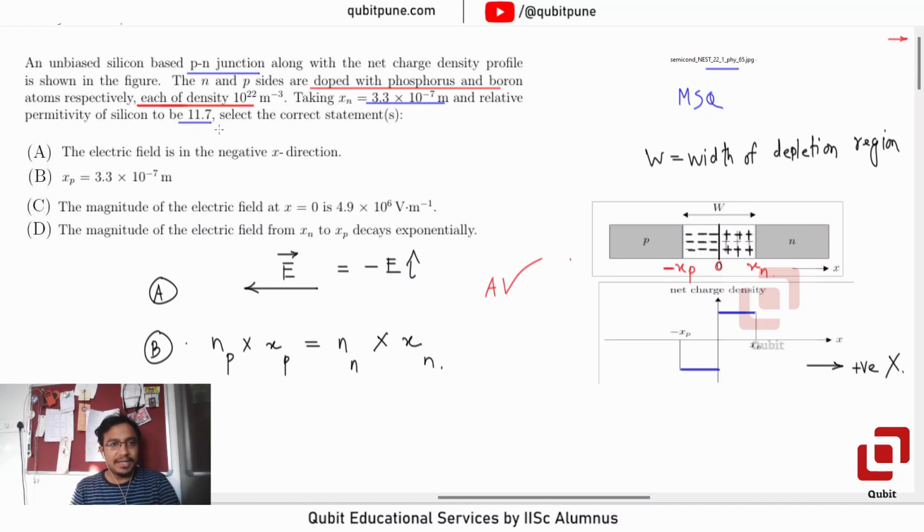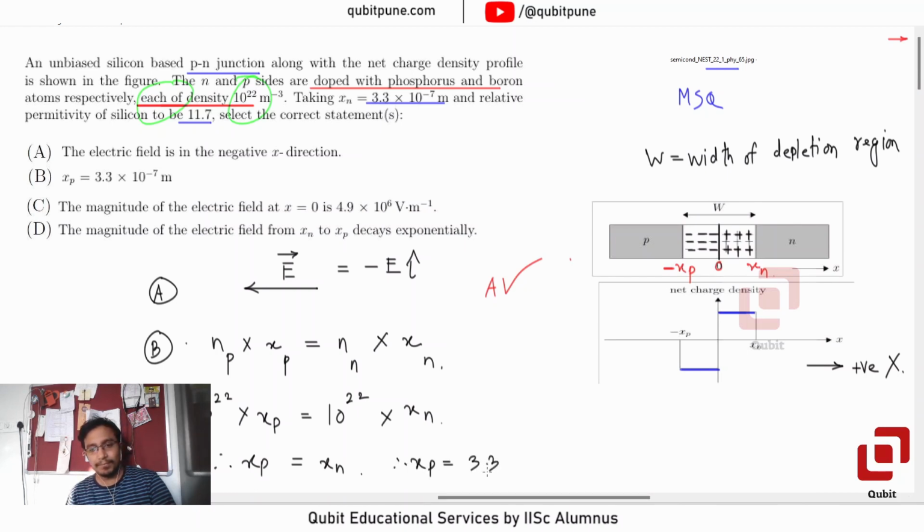Now because the density is the same, Na is 10 raised to 22 and Nd is also 10 raised to 22. What does it give me? It gives me xp equal to xn. So the width of the depletion region on the N side will essentially be the same as that on the P side. So xn is 3.3, so xp will also be 3.3. So B is right.